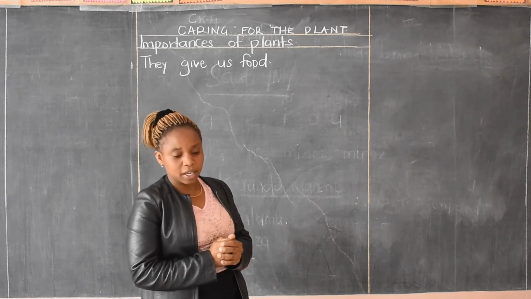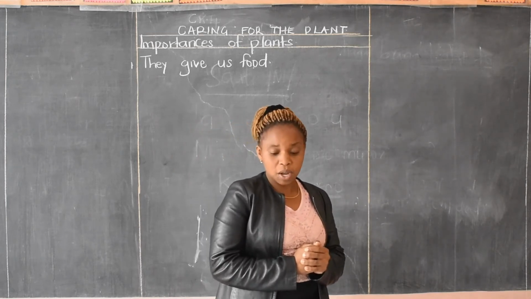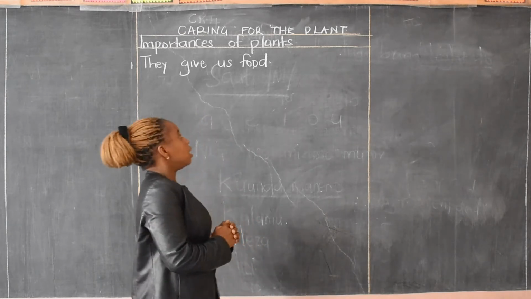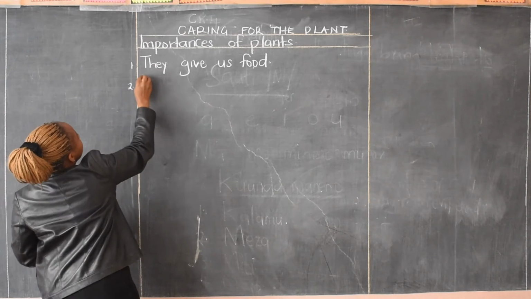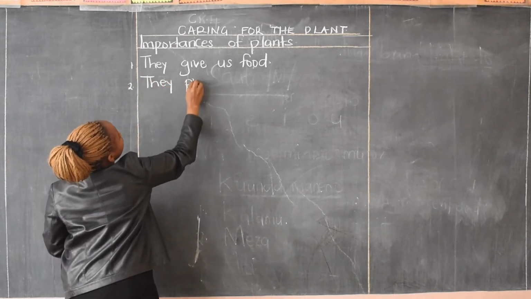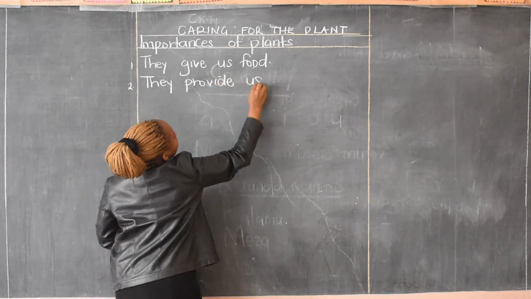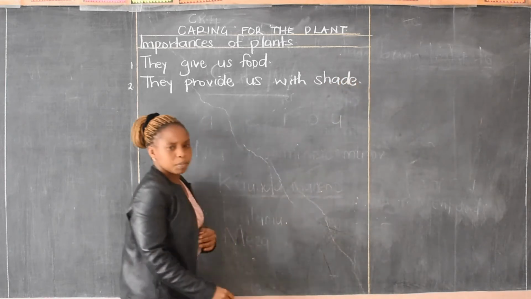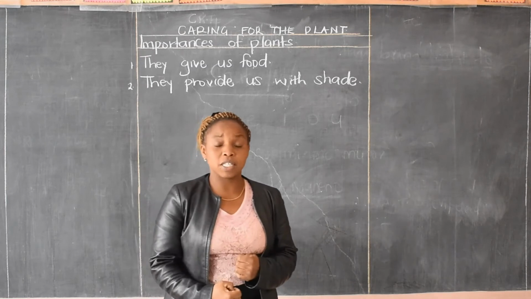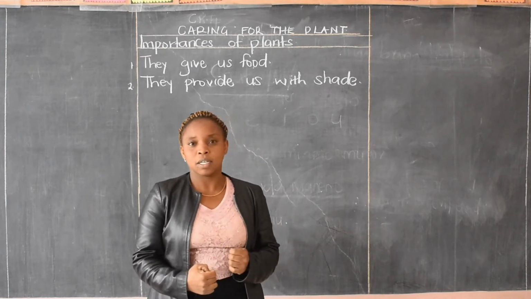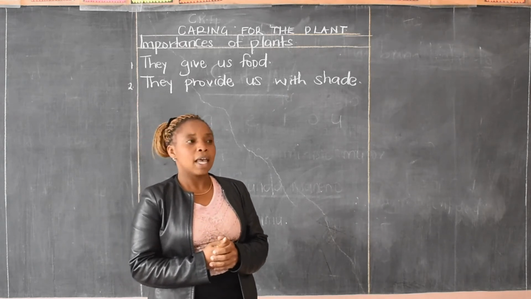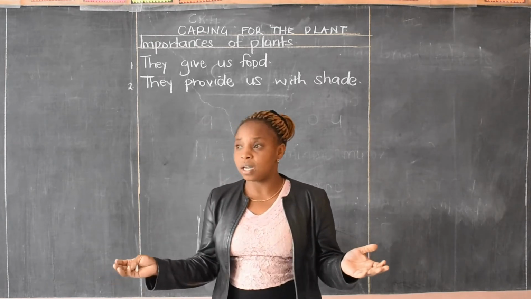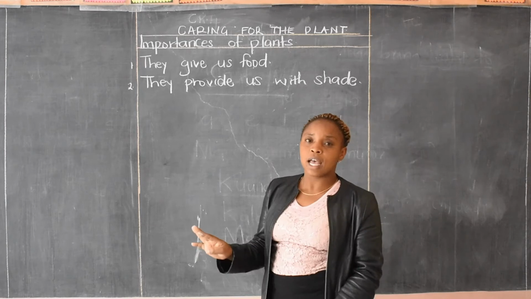Thank you, learners. We also have another importance of plants, that they provide us with shade. Sometimes the weather is too hot. Sometimes the weather becomes too hot for us, and we just look for places where we can cool ourselves. And definitely, if you're outside, you just go sit under a tree.